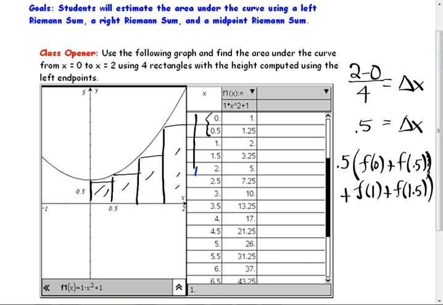Enough would be 0.5 times f of 0 is 1, f of 0.5 is 1.25, f of 1 is 2, and f of 1.5 is 3.25. Do you need to add it up? Nope. Don't add it up. Guys, you're noisy.